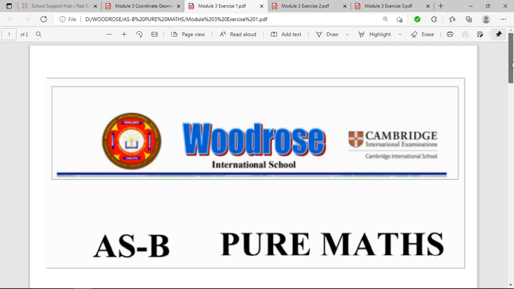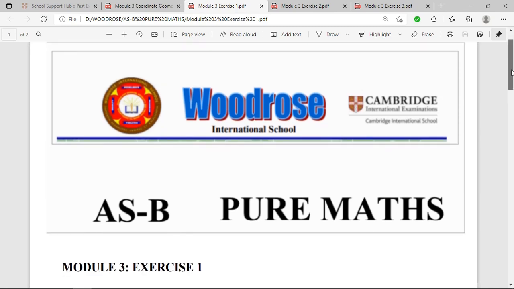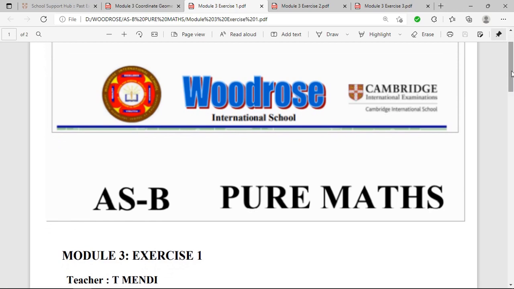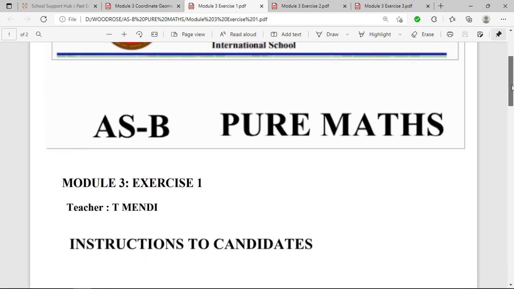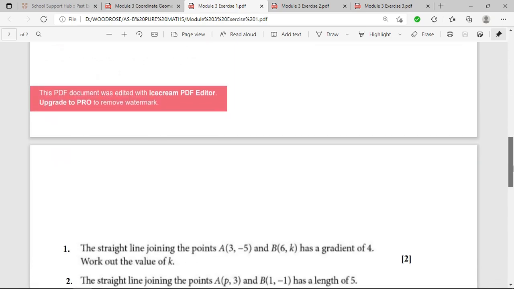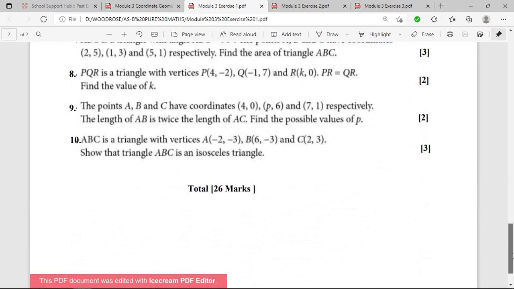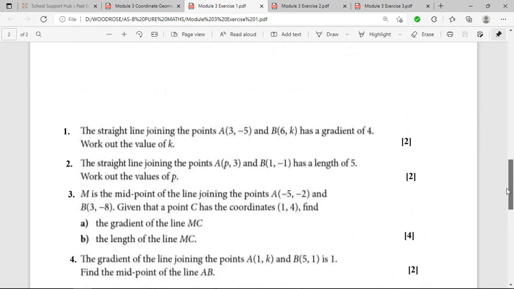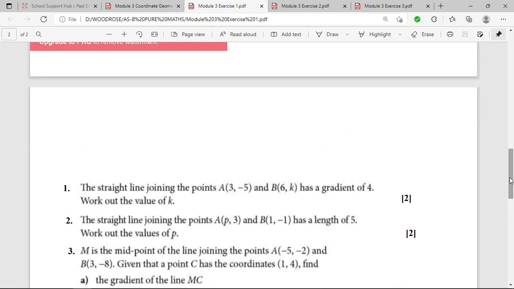We are going to recall what we've done last week. We've done coordinate geometry: how to find the midpoint, how to find the gradient between 2 points, and also how to find the length between 2 points. Exercise 1 is just the recall of what we did last week. There are questions number 1 up to 10 that you are supposed to answer. I'm going to guide you through 1 or 2 questions so that you can get a clear picture of what we are really saying.